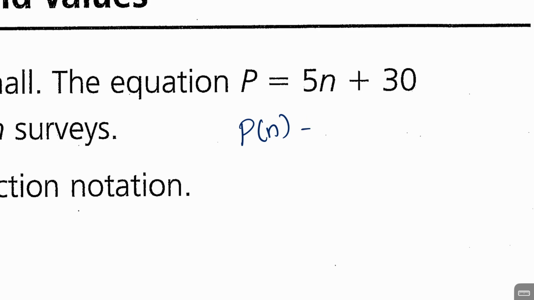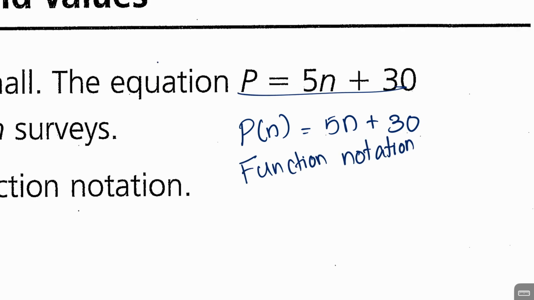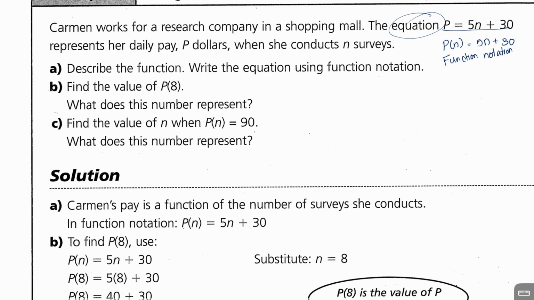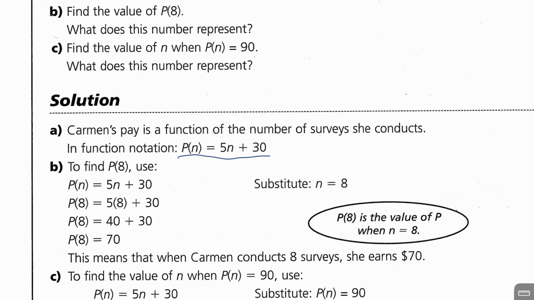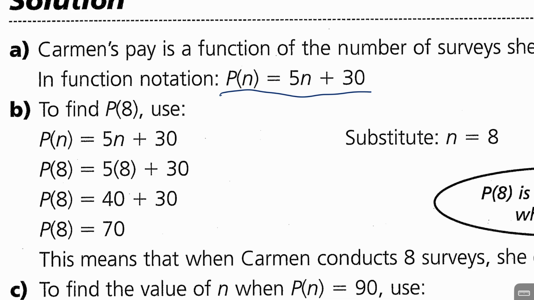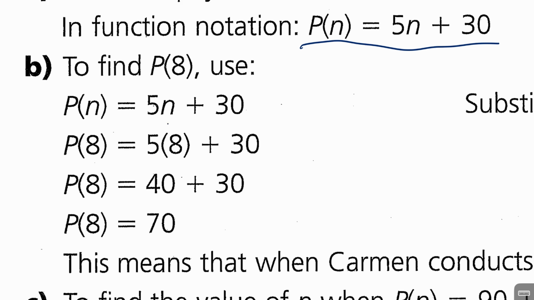Okay. So p of n equals, rewrite the right hand side without any change, 5n plus 30. That's it. So this is known as function notation, and this is known as equation. Okay. So the function notation is given here, and you can substitute for n. If you are substituting n equals 8, that is p of 8. P of 8 equals, you just need to replace n with 8. So p of 8 equals 5 times 8 plus 30. 5 times 8 is 40. So 40 plus 30 equals 70.